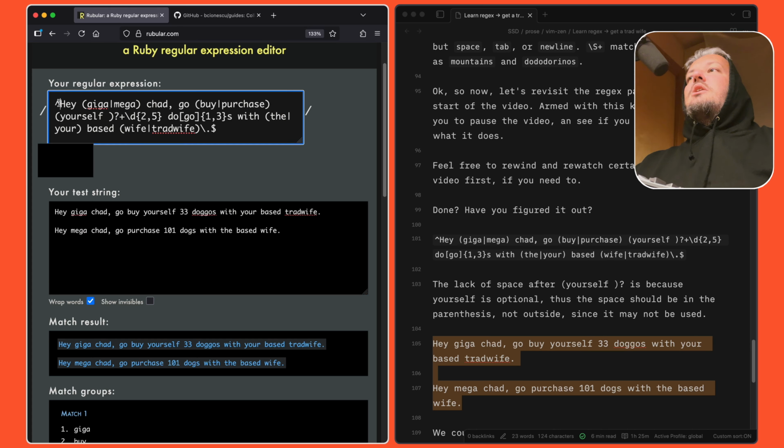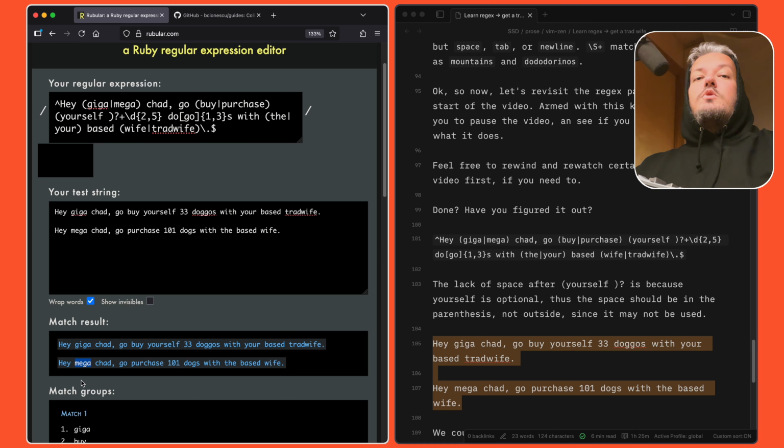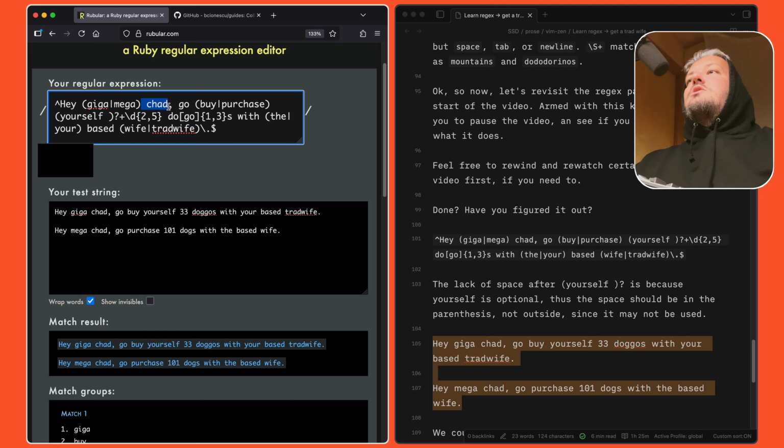So the first bit here is the caret, which means that the very first word in the string should be a "hey" space, actually. And this is matched right here. Then we have giga and mega in parentheses separated with a pipe. If you remember from earlier, pipe just means or, which means that either giga or mega would trigger a match. You can use whichever one you want. Then you have a space, chad, comma, space, go, space, which are non-negotiable. So these are present in both the matches.